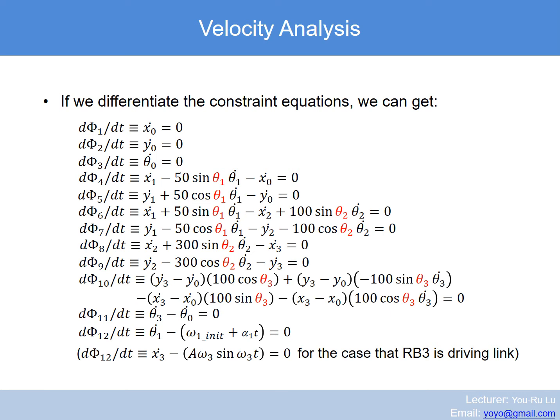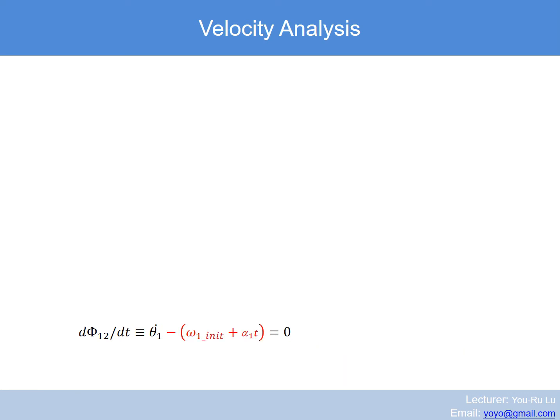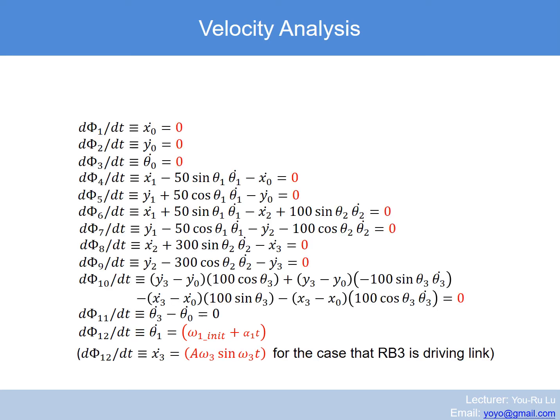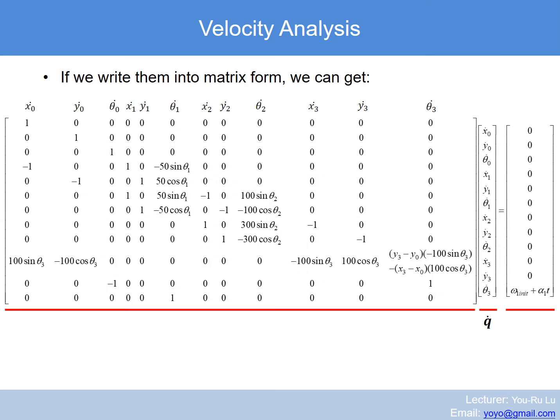First, we move everything which is not related to x dots, y dots, or theta dots to the right-hand side of the equation. For example, the omega 1 init and alpha t are not related to x dot, y dot, nor theta dot, so we move them to the right-hand side. After this step, you will have 12 equations like this. Then we express these 12 equations with matrices and vectors. We can get a large matrix times the vector q dot equals to another vector.